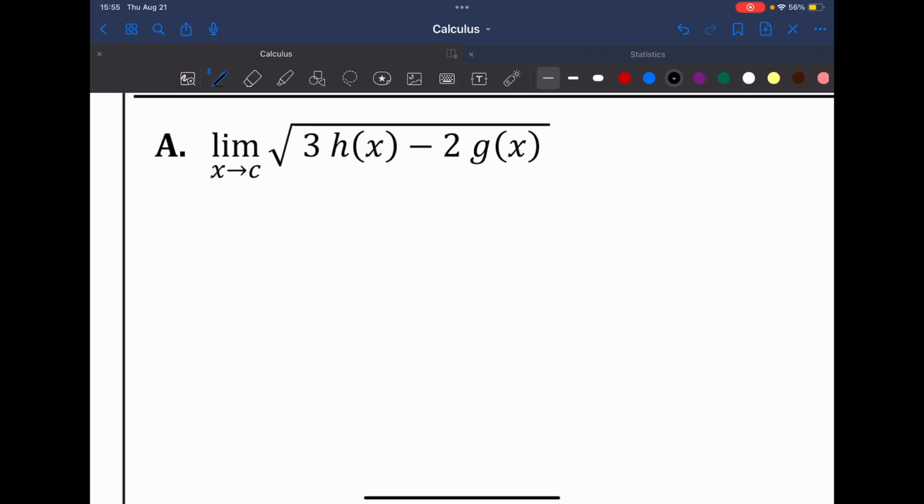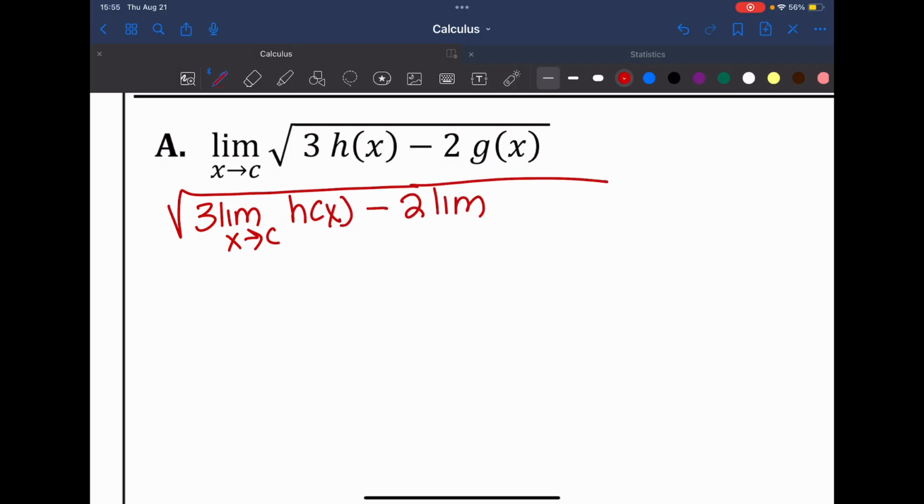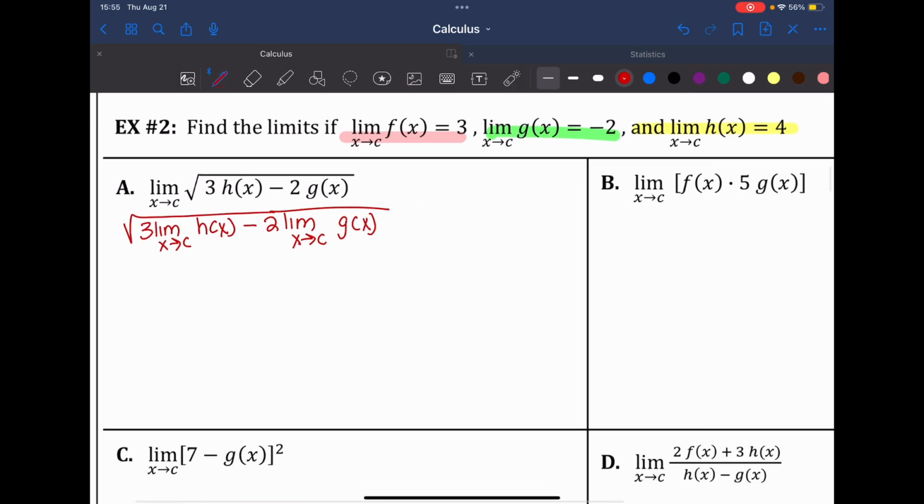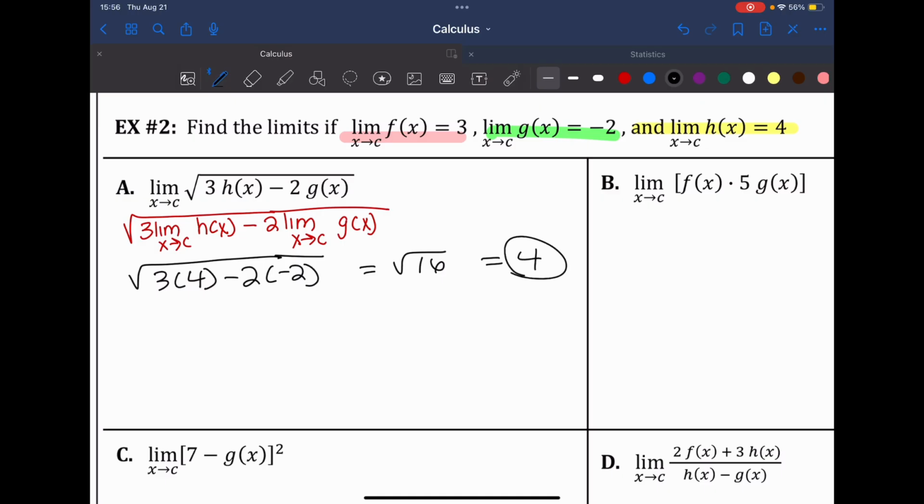Okay. So for this one is using the root property, the coefficient property, and the difference property. So this is going to be written as the square root of 3 limit x approaches c of h of x minus 2 limit x approaches c of g of x. Well, I know that g of x is -2 and h of x is 4. So this is the square root of 3 times 4 minus 2 times -2, which is the square root of 16, which is 4. So that's my answer.